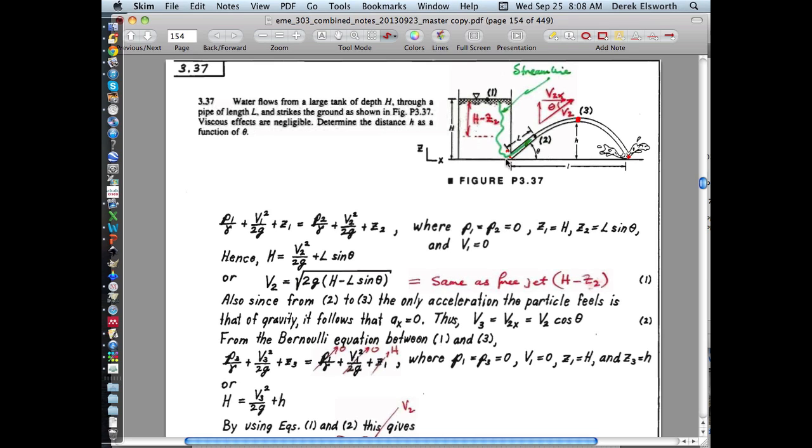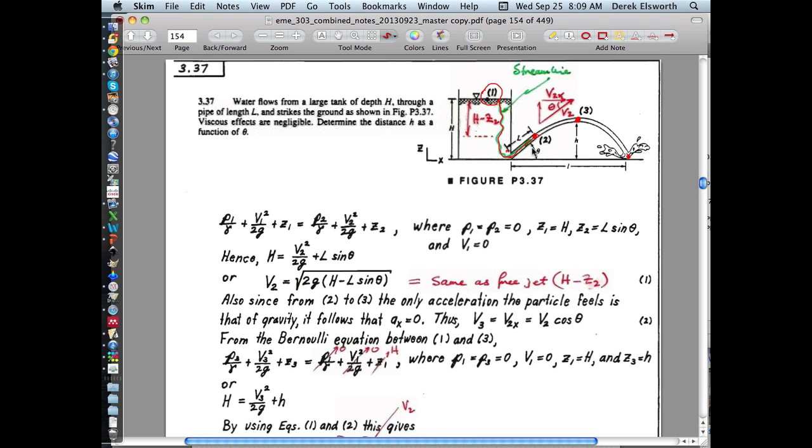So the question is, how do you solve that? As in all of the problems that we've tried to solve, you can write Bernoulli along a streamline. Certainly, on a streamline would be this green line here that goes through the hose ultimately. So this would also be on the streamline, this would also be on the streamline, and this would also be on the streamline. So you could write equations at those points if you wished.